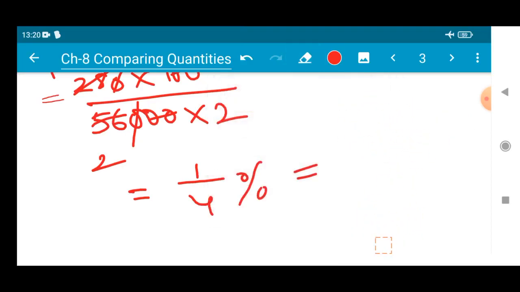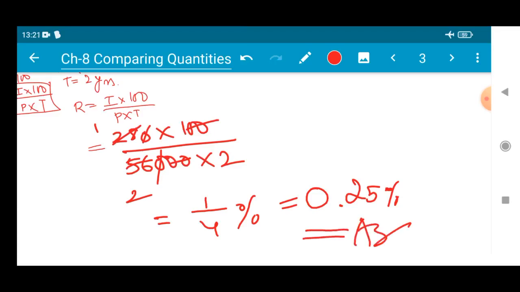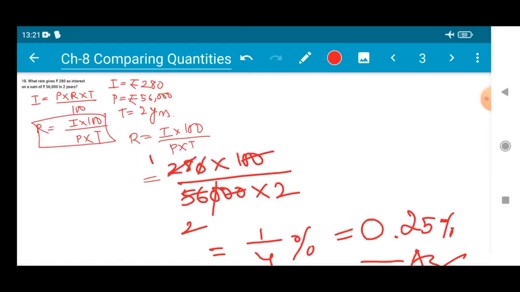Why am I writing percentage? Because rate is every time denoted with a percentage sign. If you are not mentioning percentage, then you are wrong. I am telling once again that rate is represented by percentage. Rate should always be mentioned with percentage. Don't forget to do that. So 0.25% is an absolutely correct answer. You got the formula to find the rate. You got the formula to find the interest now. Now your job is to solve various sums related to such questions.